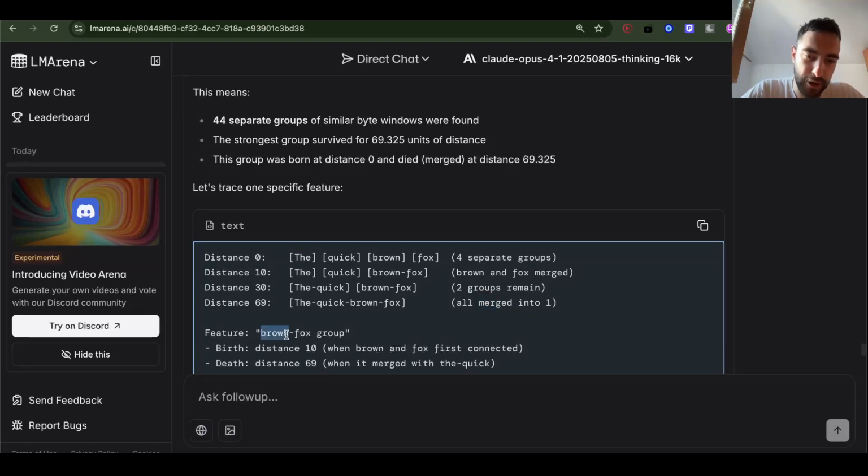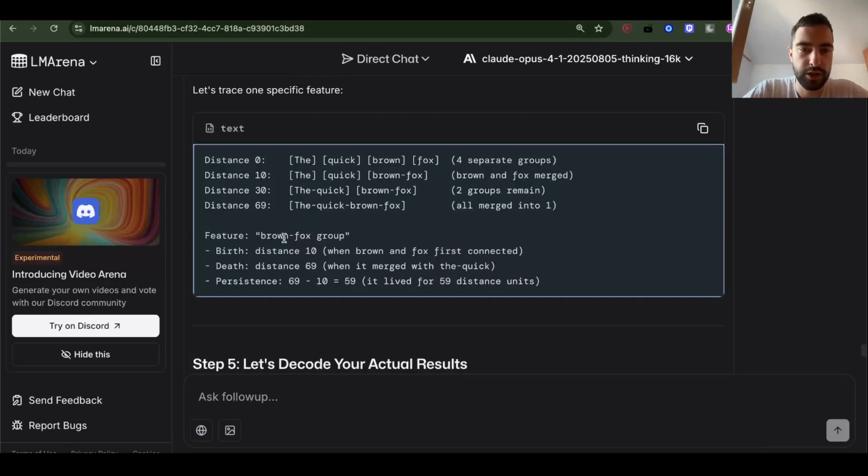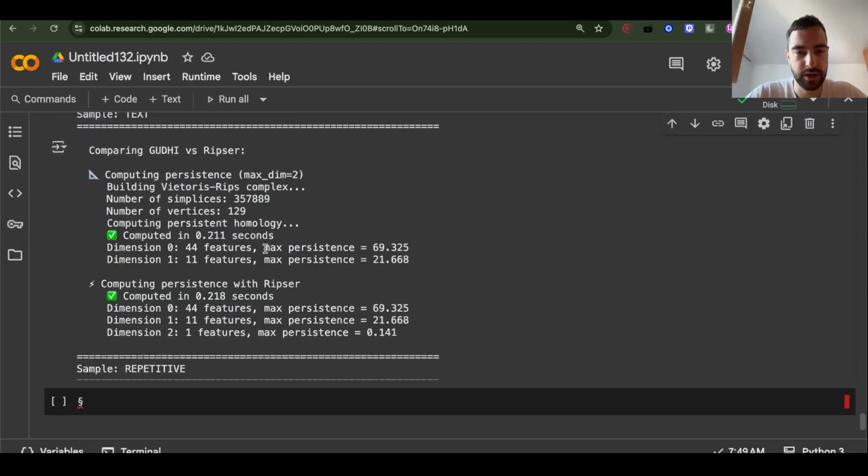Feature brown fox group. So let's say this group, brown fox. Birth distance 10 when brown and fox first connected. Death distance 69 when it merged with the quick. So persistence is 69 minus 10, which is 59. It lived for 59 distance units. This is just an example here. So in our data we got maximum persistence of 69. I'm still not sure what this dimension 0 is and what these 44 features are.